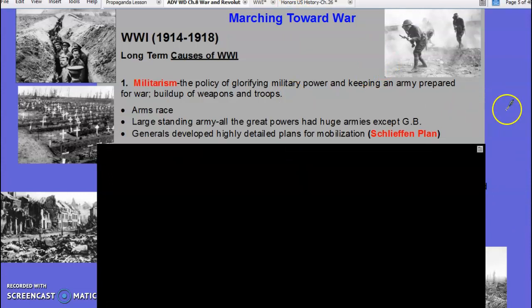The first long-term cause of World War I is militarism. Militarism is the policy of glorifying war, glorifying military power, keeping a large army. This large army will be prepared and ready to go to battle at any moment. It's the buildup of weapons and troops. That's called an arms race. It's the developing of detailed plans for war. Everything revolving around war here. Okay, the buildup of the navy, etc., etc.